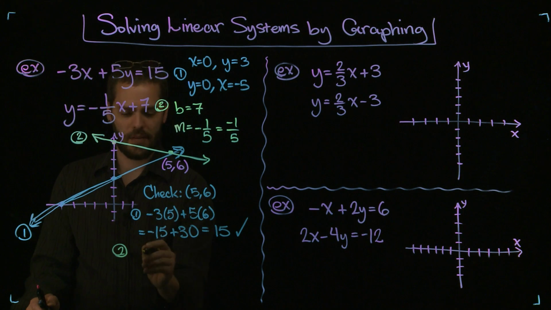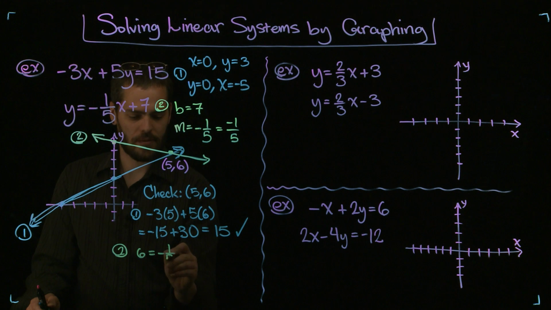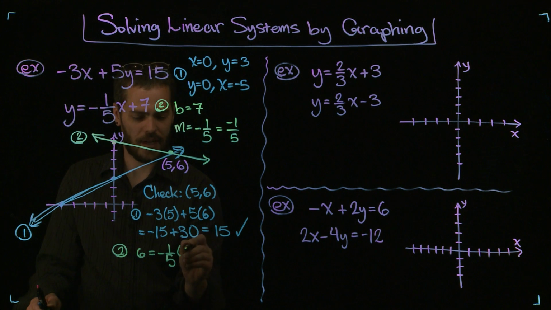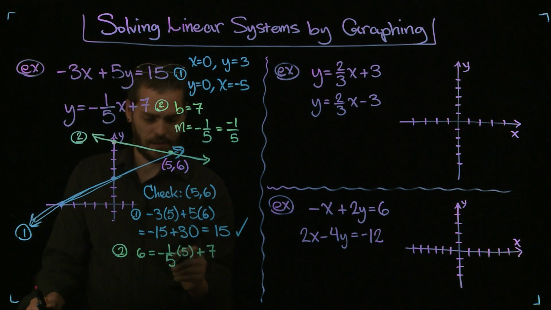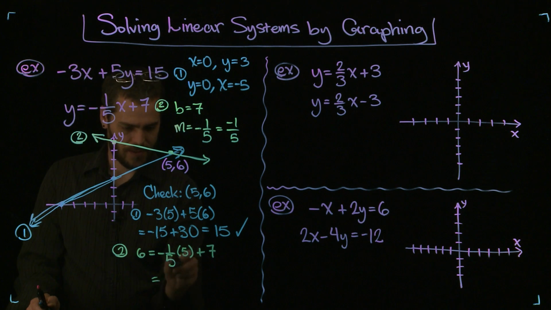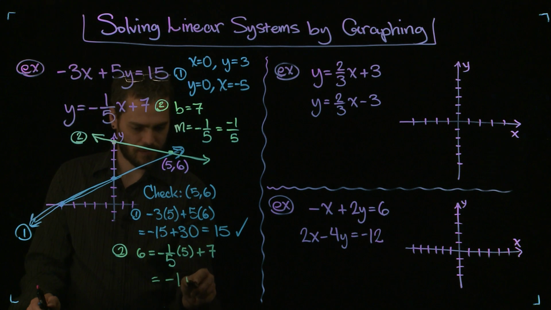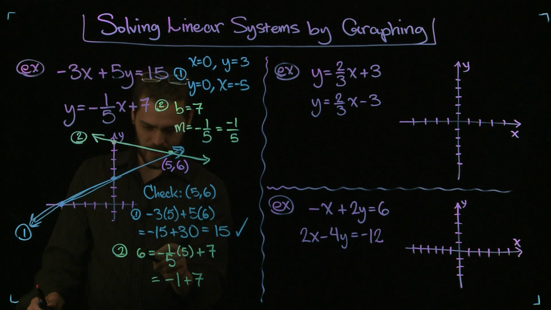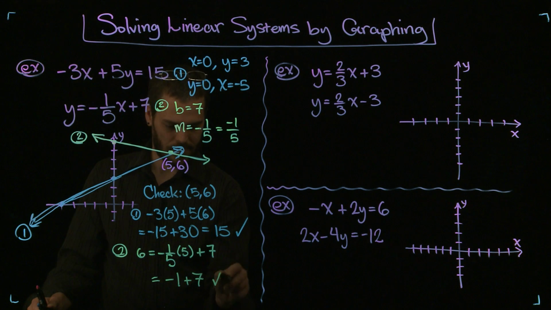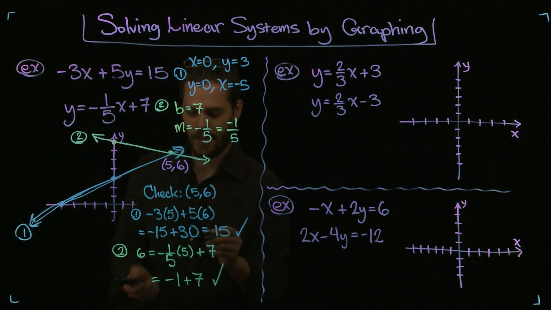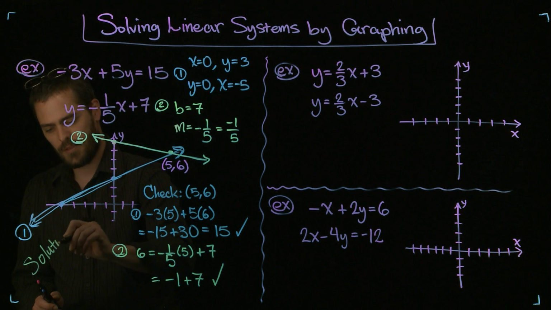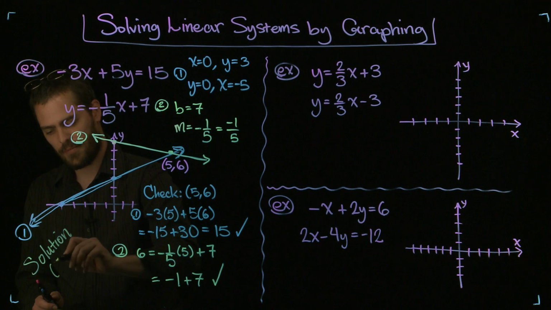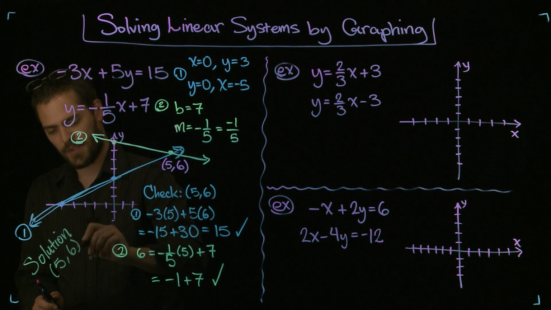Plug in 6 for the y value. Is that equal to negative 1/5 times, plug in 5 for the x value, plus 7? Well, negative 1/5 times 5 is negative 1, plus 7 is indeed 6, so it does check out. (5, 6) is the solution. That is x equals 5, y equals 6.